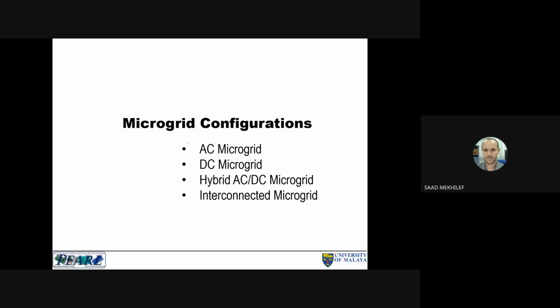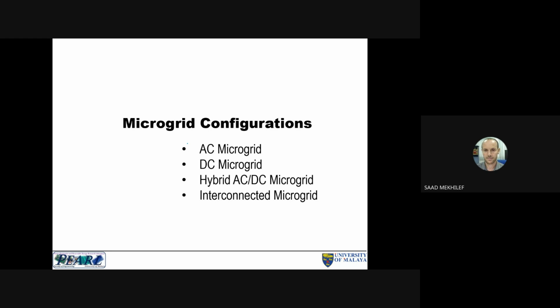If most of your loads are DC and most of your sources are DC, like photovoltaics or batteries, that is another good reason to have a DC microgrid. Sometimes you may have a hybrid, a combination of the two, but in this combination you need a bidirectional converter between the loads and the sources. And we may also have interconnected microgrids, which means a large number of microgrids interconnected with each other.